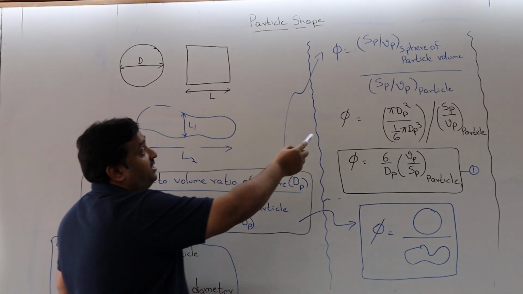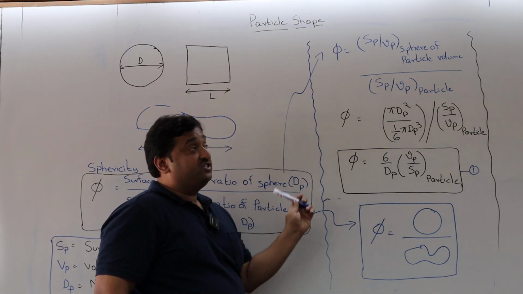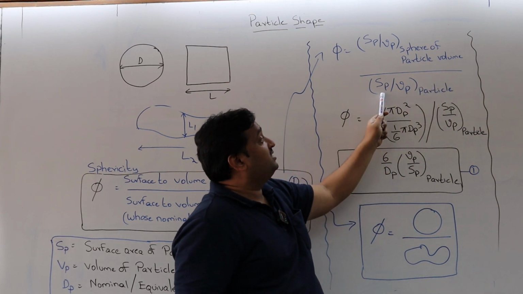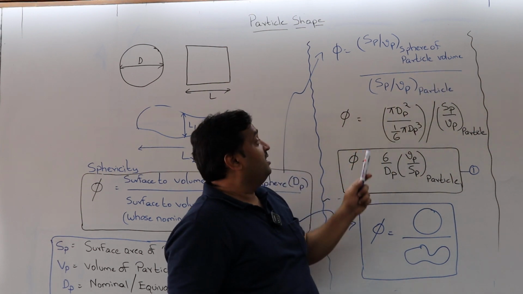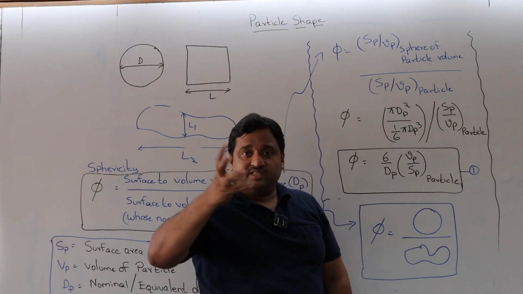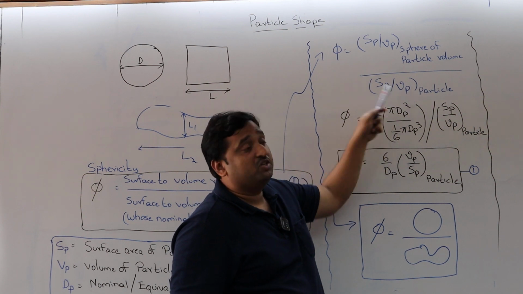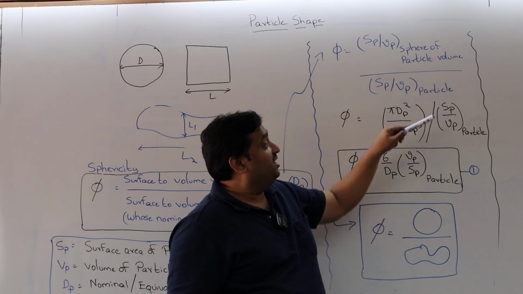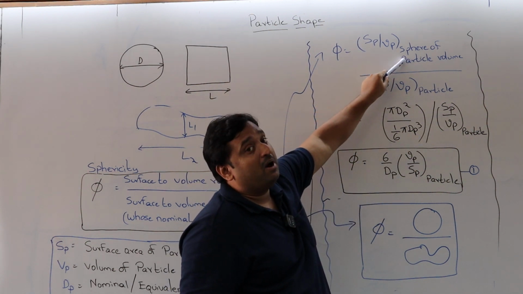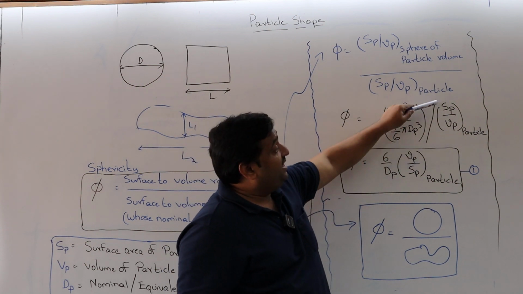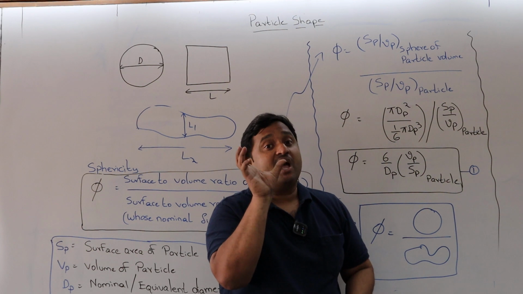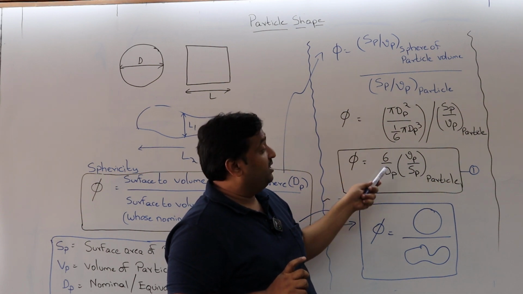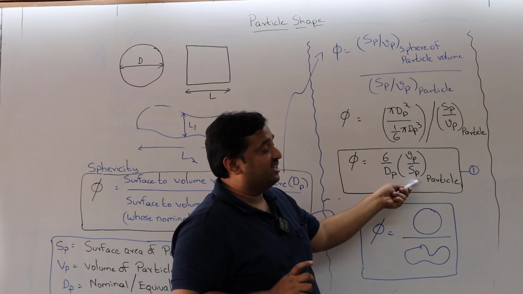And here, if you see the sphericity according to the definition, it is the surface to volume ratio of a sphere of the particle's volume divided by the surface to volume ratio of the particle. If I take a sphere, what is the surface area of the sphere? It is pi dp square. What is the sphere volume? It is 1/6 pi dp cube. That is nothing but Sp by Vp of a spherical particle divided by Sp by Vp of the particle whose shape I am interested in calculating. From this definition, I got phi equal to 6 by dp times Vp by Sp.